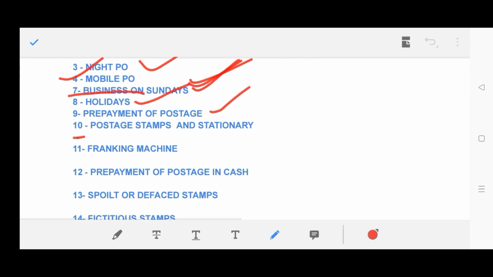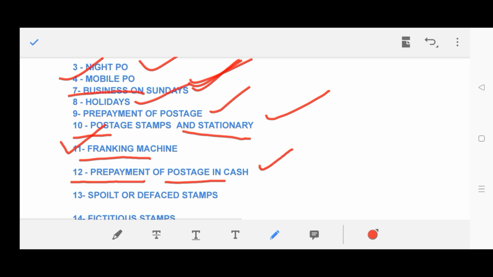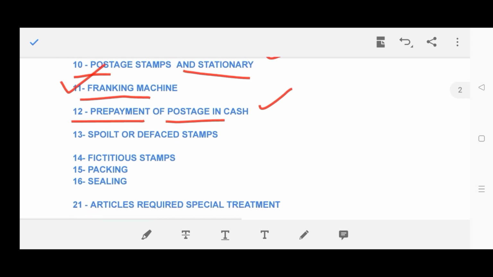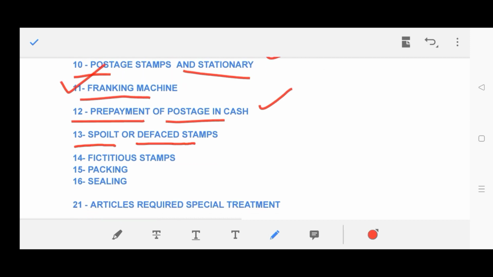Next, class number 10 discusses postage stamps and stationery. This is also important. Class number 11 is about franking machines, and class number 12 is prepayment of postage in cash. Class number 13 discusses spoiled and defaced stamps. Class number 14 discusses fictitious stamps. Very important: class number 15 discusses packing of postal articles, and class number 16 discusses sealing of postal articles.